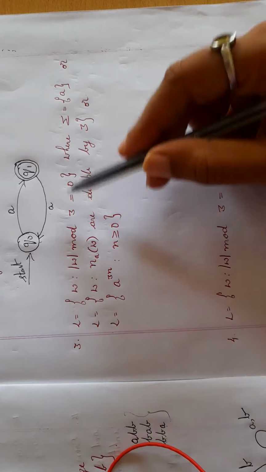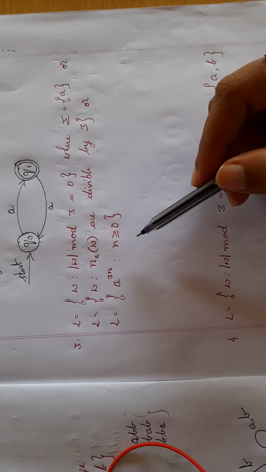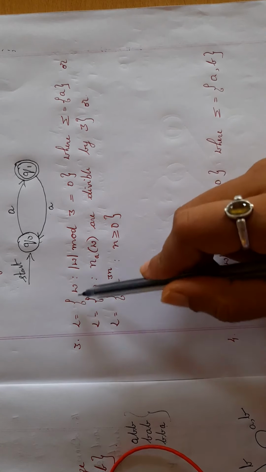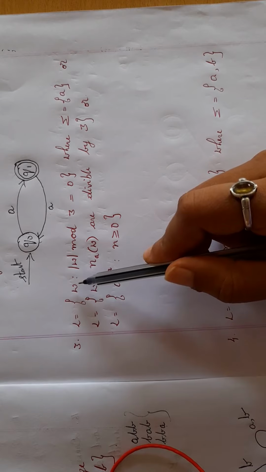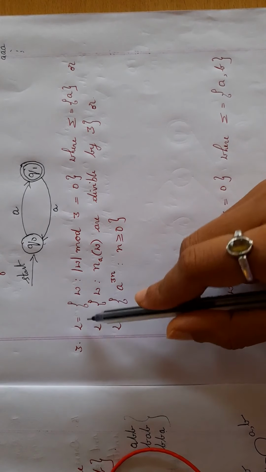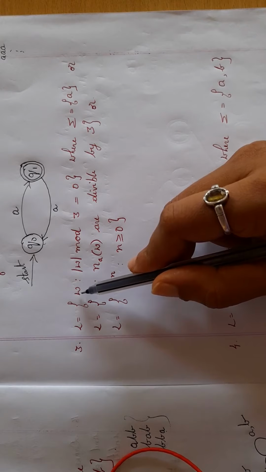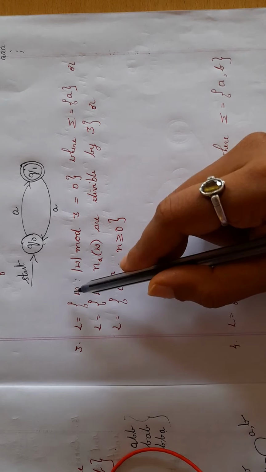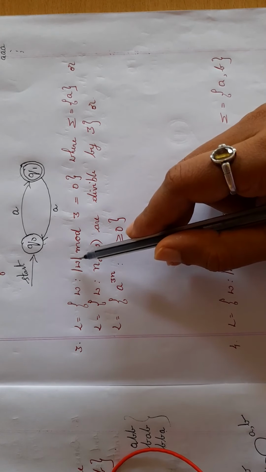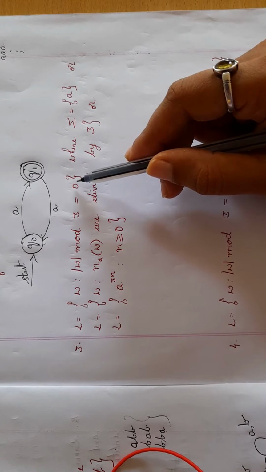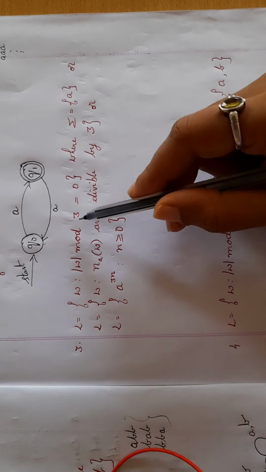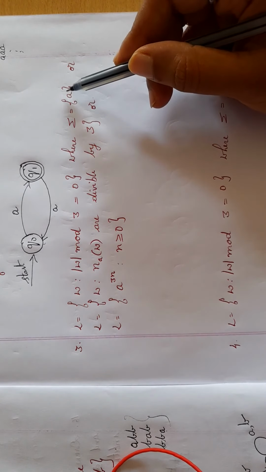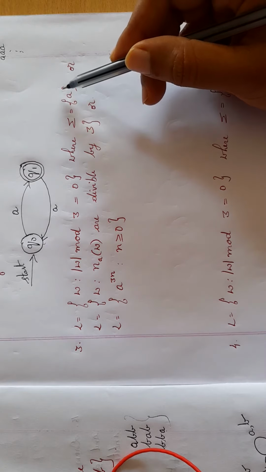Here the same problem is written in 3 different ways. We shall solve this. W is a string. According to my language, it accepts a string. What kind of string is it? The length of the string, whatever string you have taken here, the length of that particular string mod 3 should be 0. The alphabet considered is only A.